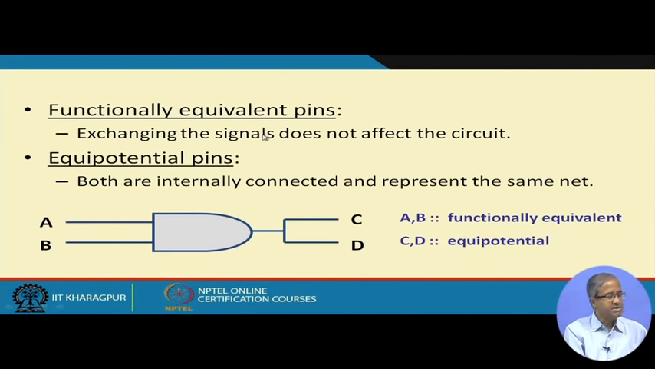Functionally equivalent pins are 2 pins which carry the same signal; it does not matter if I exchange them. These equipotential pins, C and D, are both internally connected. So, you see C, D are equipotential, A, B are functionally equivalent. The example I gave a little earlier is an example of a functionally equivalent set of pins. So, I can exchange A and B if required without changing the functionality. Similarly, C and D are electrically connected, so I can also exchange C and D without any problem.